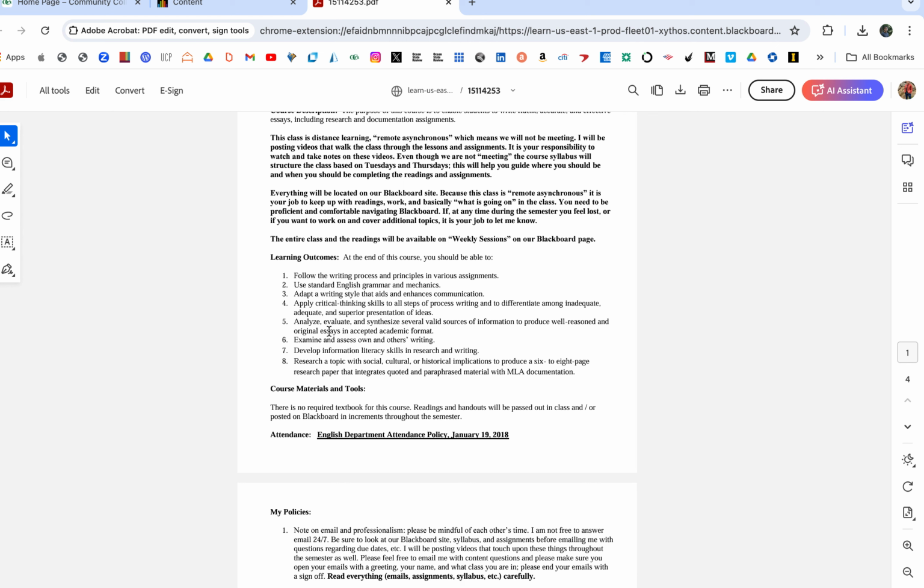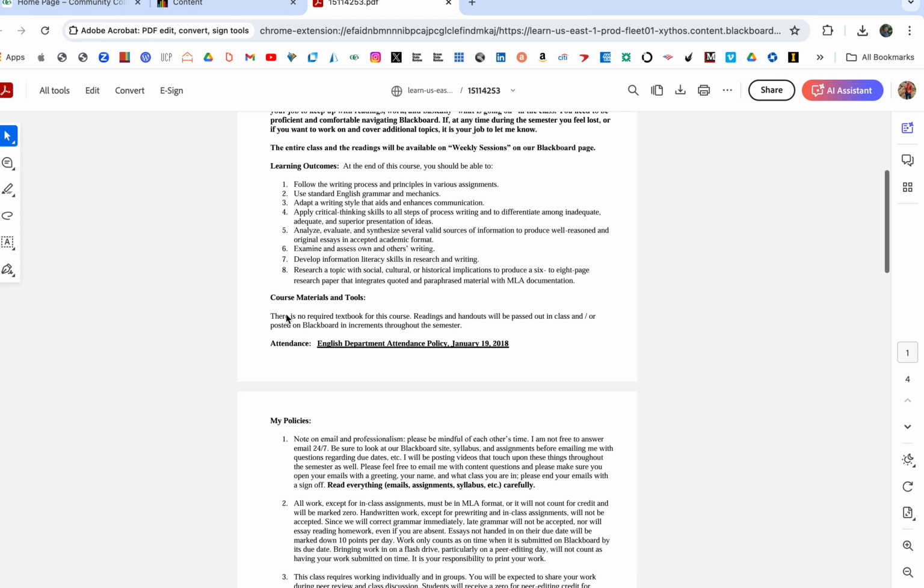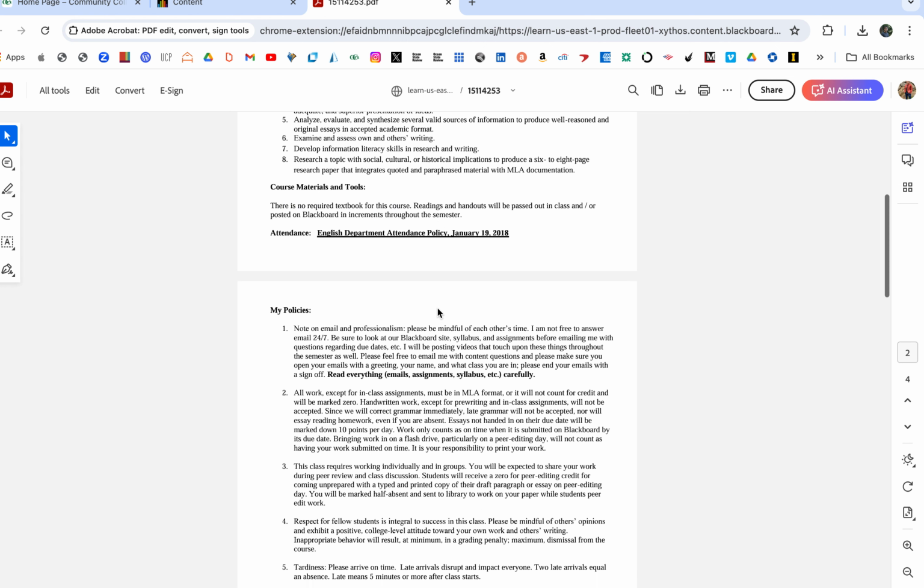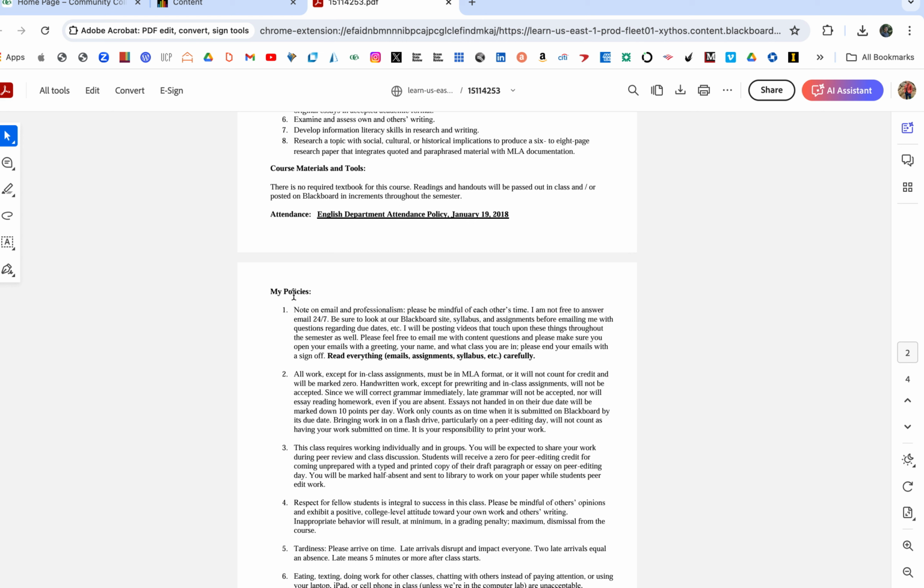Examine and assess own and others' writing. Develop information literacy skills. And research, our final paper is a research paper. Social, cultural, historical implications to produce a 6 to 8 page paper that integrates quoted and paraphrased material with MLA documentation. No required book for the course. All the readings and handouts I will provide and are available on our Blackboard. So my apologies, again, I'm not going to read everything word for word. A lot of this pertains to in-person class.